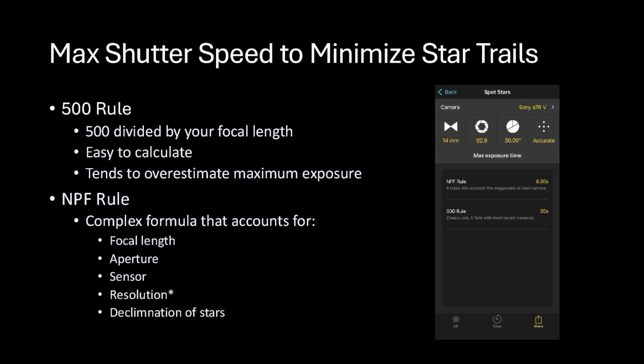So for my Sony a7R5 on my 14mm lens, f2.8, at 30 degrees, and I want some accuracy, if I follow the 500 rule, it says be open for 35 seconds. If I want really sharp stars, it says under the MPF rule, 8.3 seconds.